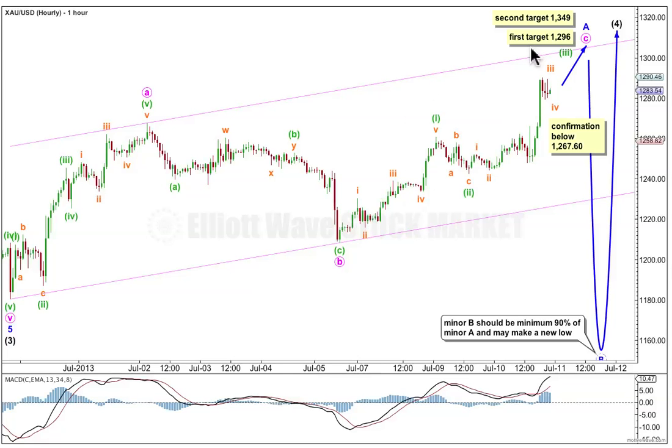If the upper edge of this channel is breached strongly with upwards movement, then I'd expect that this is not a C wave, it may be a third wave, and minor wave A may be unfolding as a 5-wave impulse. It's most likely to unfold as a 3 though, because the fourth wave is most likely to be a flat or a triangle.